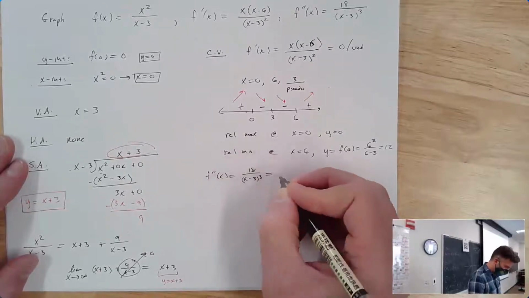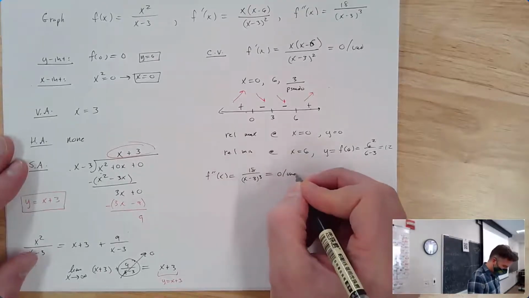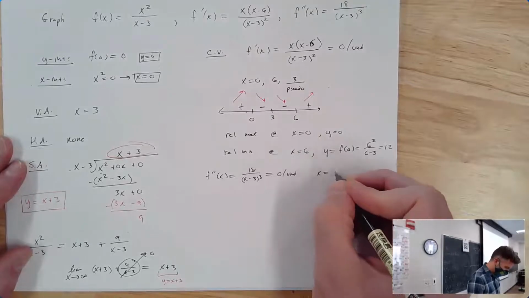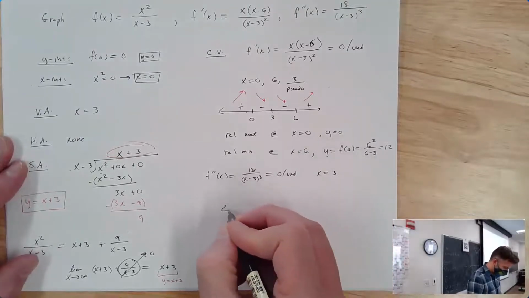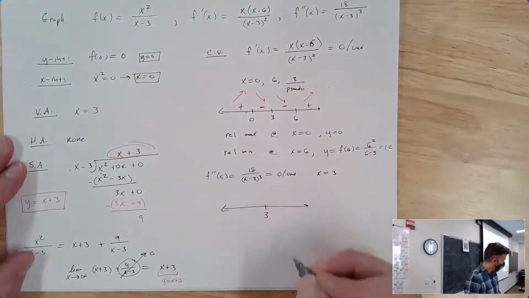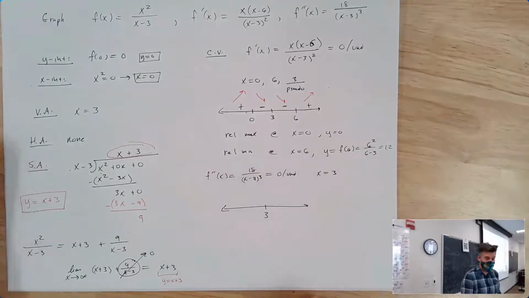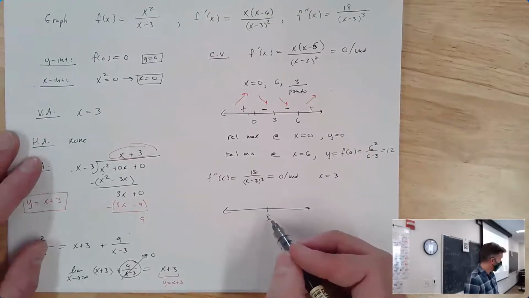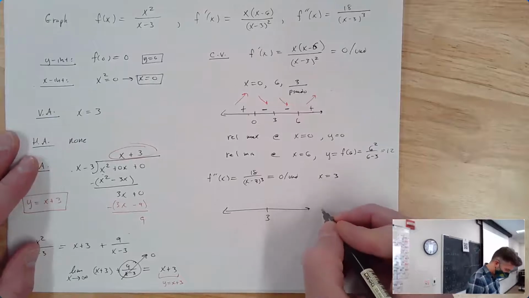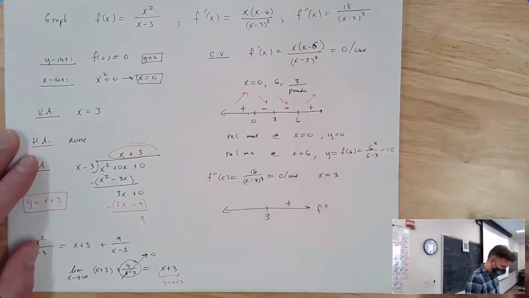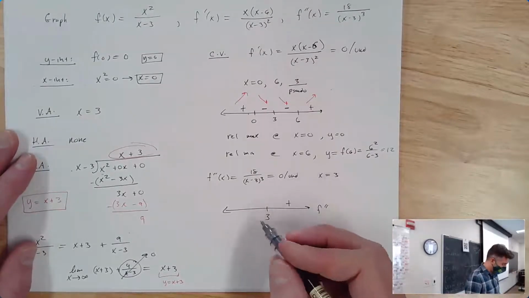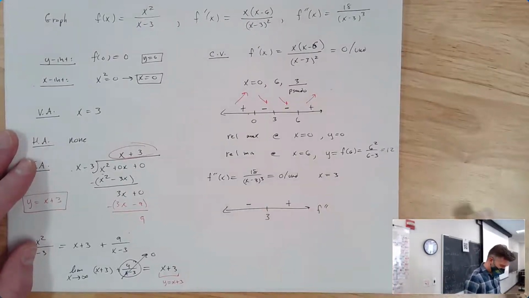That doesn't ever equal 0, but it is undefined when x is equal to 3. Again, not a real critical value, but the concavity does change on either side of 3. So if you do something larger than 3, like 4, the second derivative is going to be positive. If something less than 3, like 0, the second derivative is going to be negative.